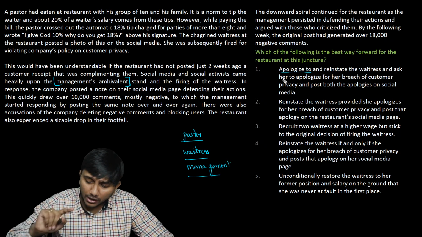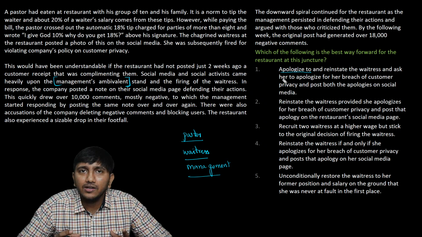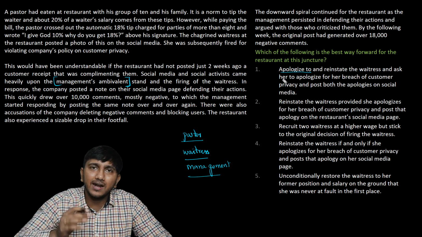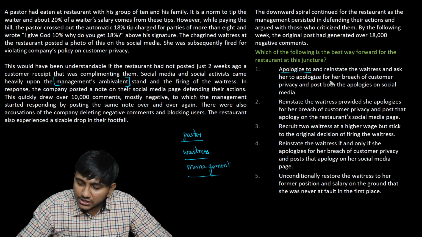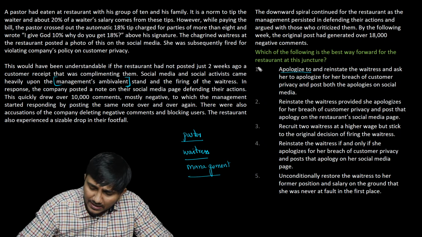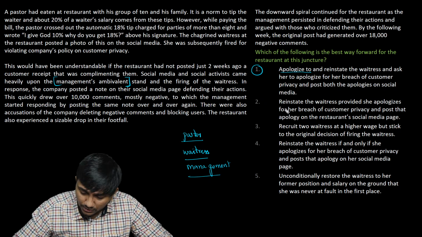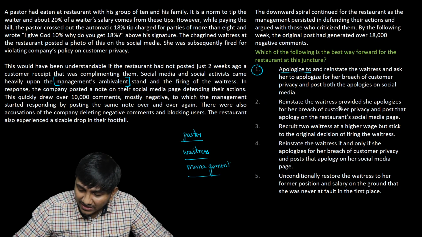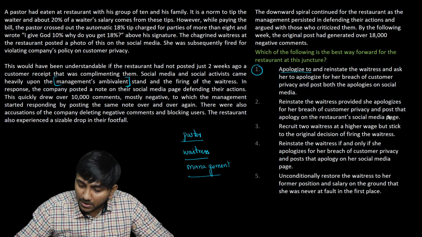Ask her to apologize for her breach, because that was the initial stand, right? The initial reason for firing this person is that she had a breach. So ask her to apologize for her breach of customer privacy and post both the apologies. I think that should be fine. Let's look at other ones and where they might fall insufficient. Reinstate the waitress provided she apologizes for her breach of customer privacy and post.